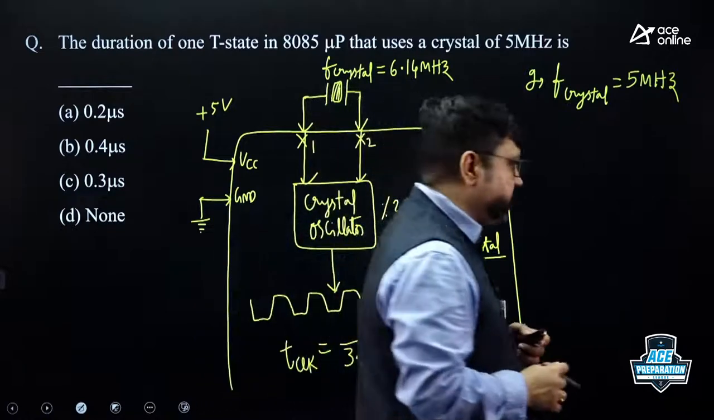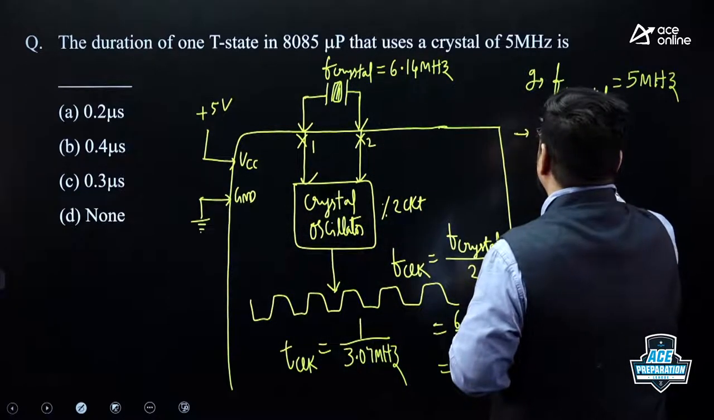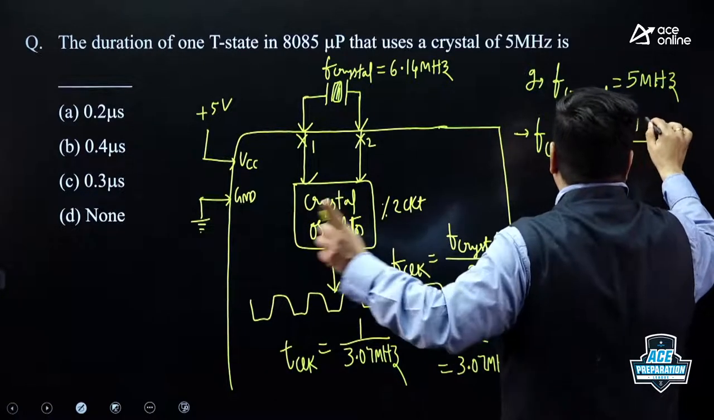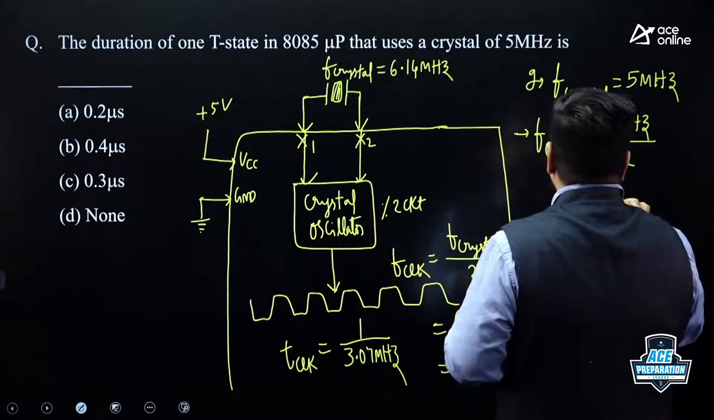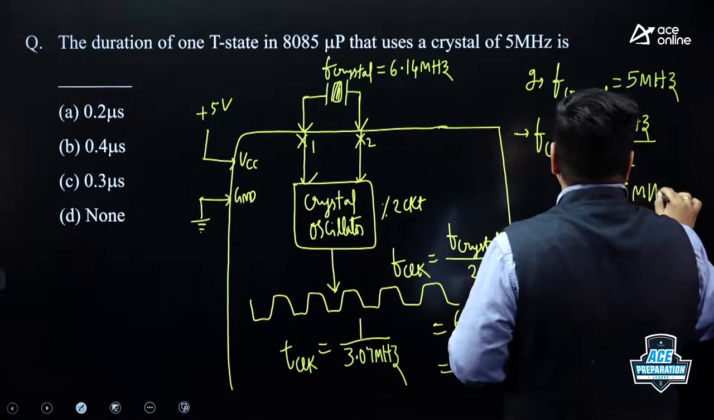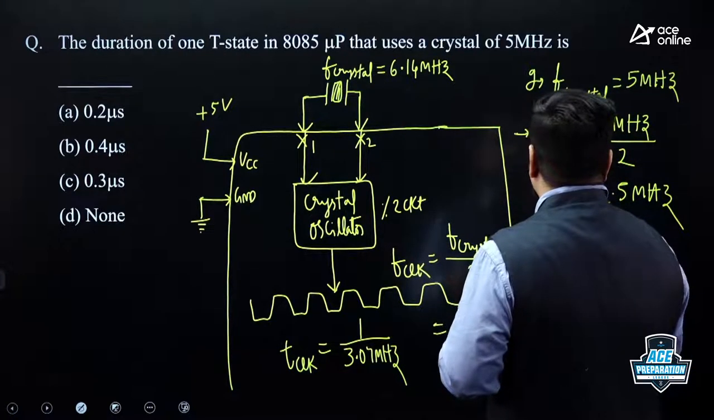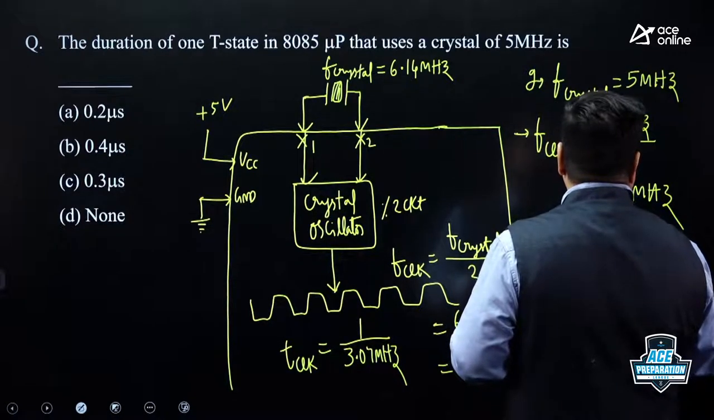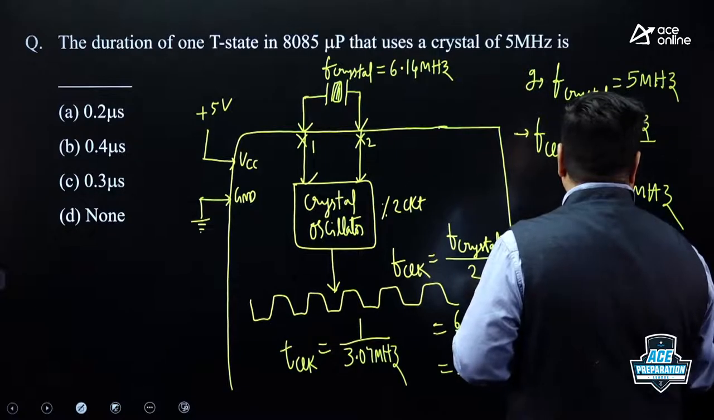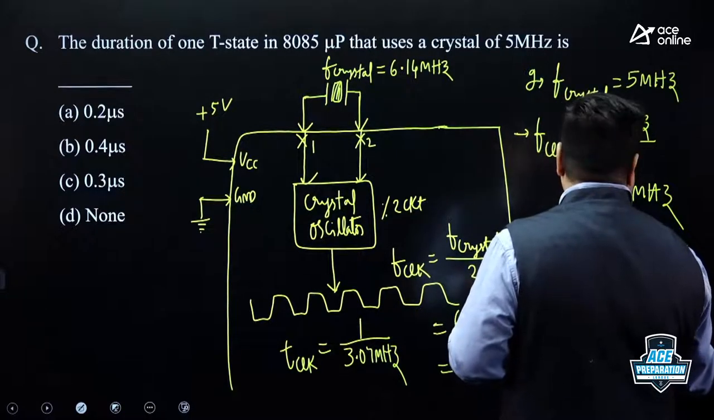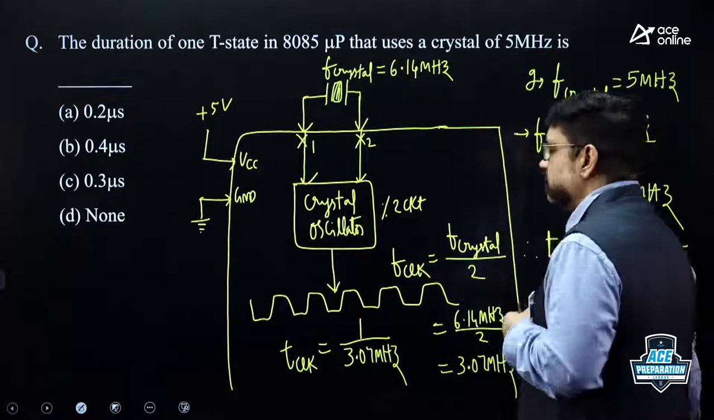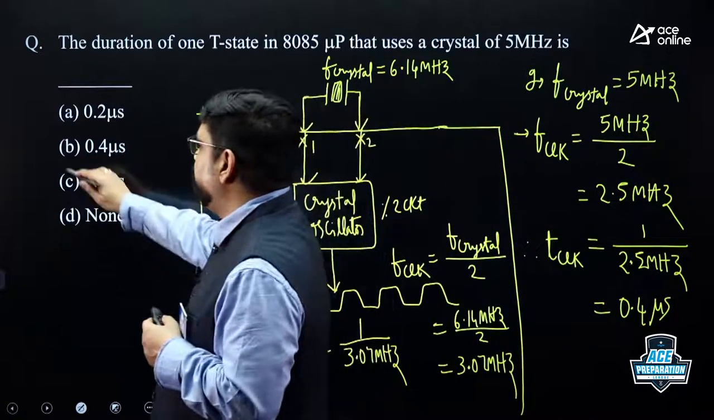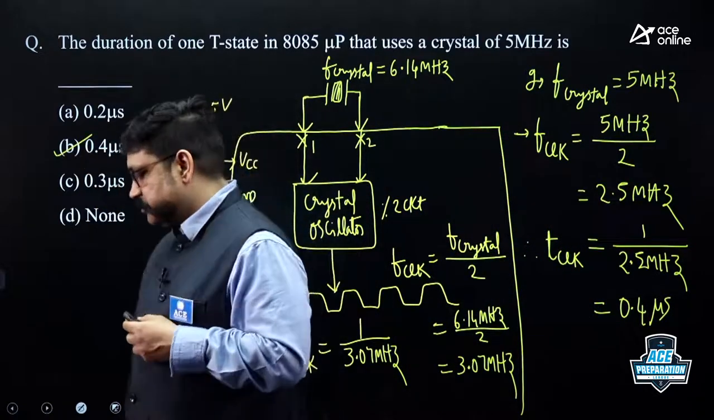The crystal will divide the frequency by 2. So what is the clock frequency? Crystal frequency by 2. In the 8085, I am not talking about all the processors, please. In the 8085, that is 2.5 megahertz. What is then one clock cycle time period, which is known as a T state? 1 by 2.5 megahertz, which is 0.4 microseconds. 0.4 microseconds is the answer.